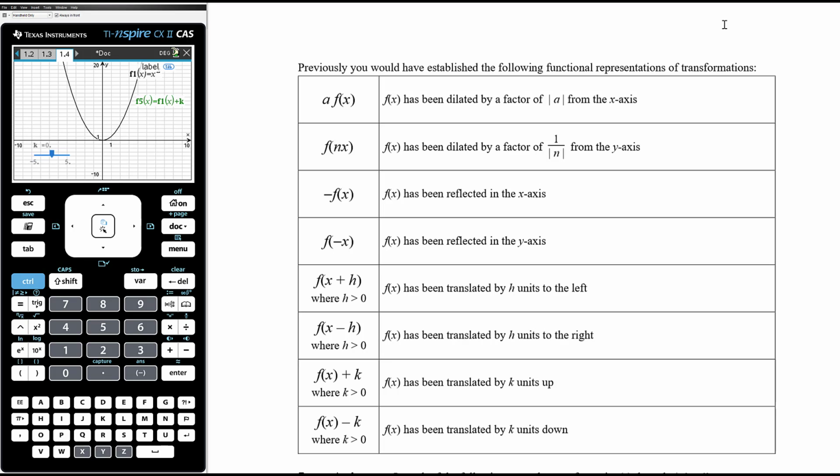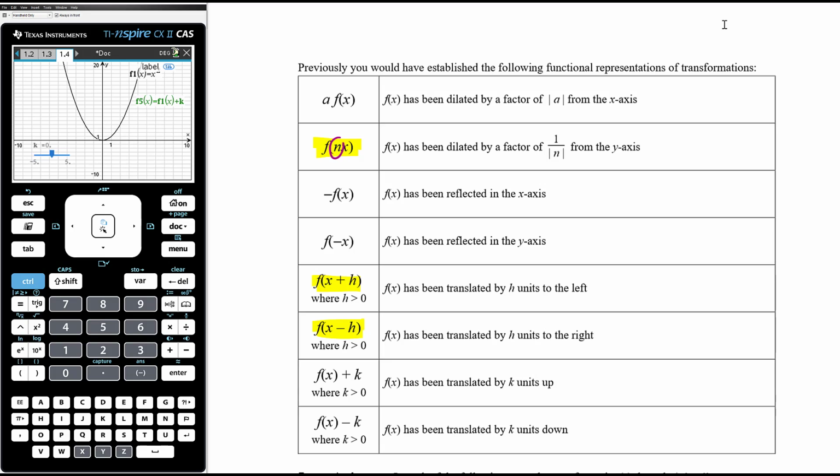F of x plus h, if h is a positive number, if we're adding, we're going to the left by h units. F of x minus h, if h is a positive number, means that we're subtracting a number from x and we're going to the right. So remember, sort of backwards. These things that are inside the function, the reflection not so much, because it's just negative 1. The reciprocal of negative 1 is still negative 1. But certainly the dilation from the y-axis and the translations left and right are the opposite of what you think they should be.